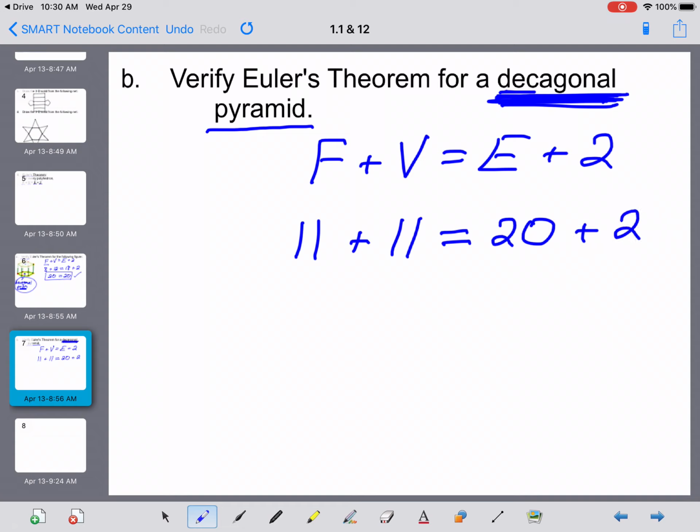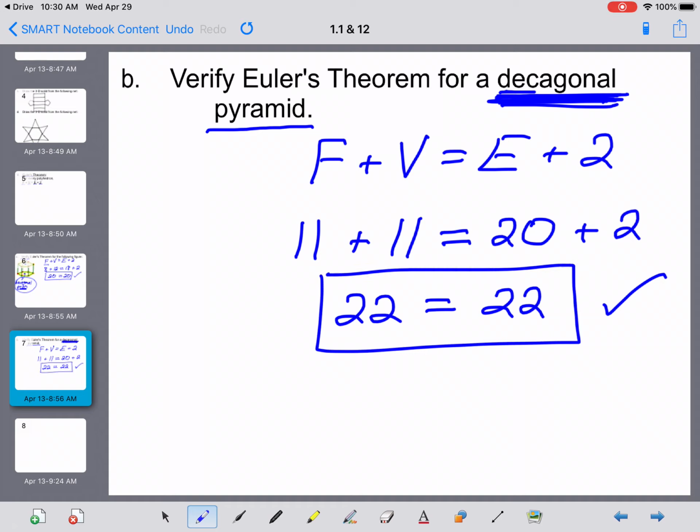And sure enough, the 11 plus 11 on the left is 22. The 20 plus 2 on the right is 22 as well. So there you go. We have verified Euler's theorem for that decagonal pyramid. You're certainly welcome to try to draw that out if you want. But I'm really hoping that at this point you guys might be able to visualize that systematically and not have to take the time to draw it out.